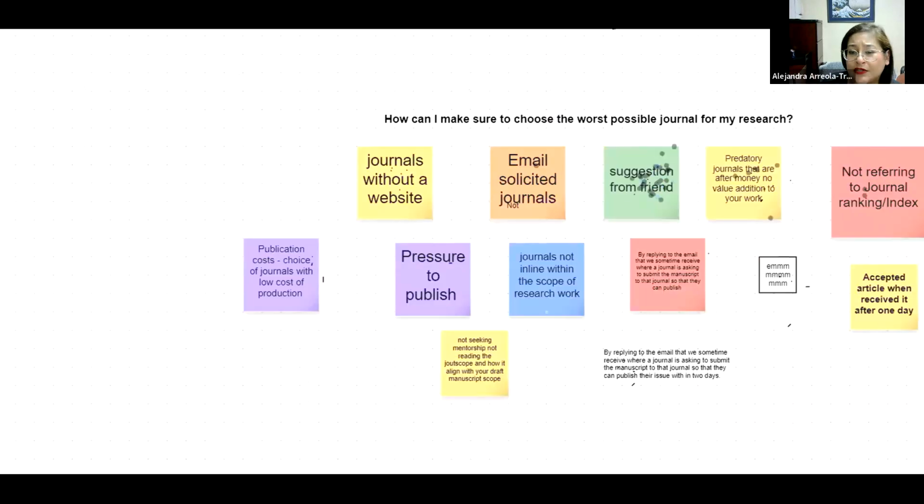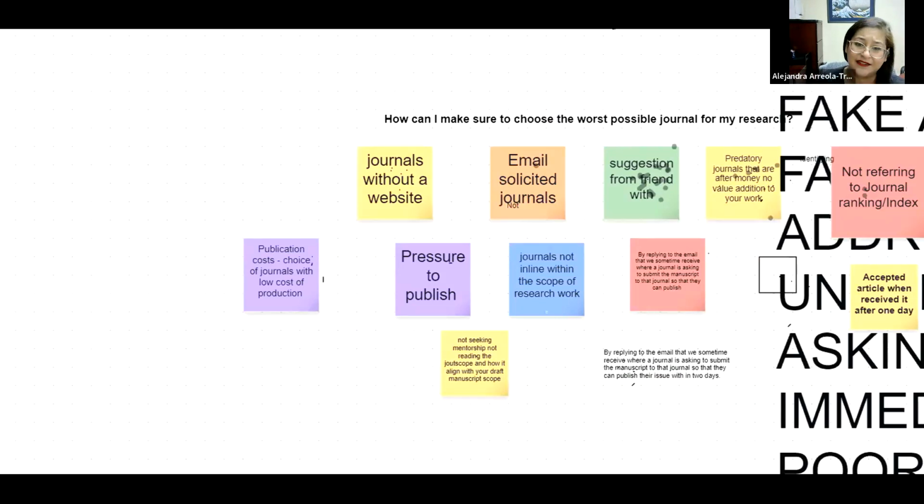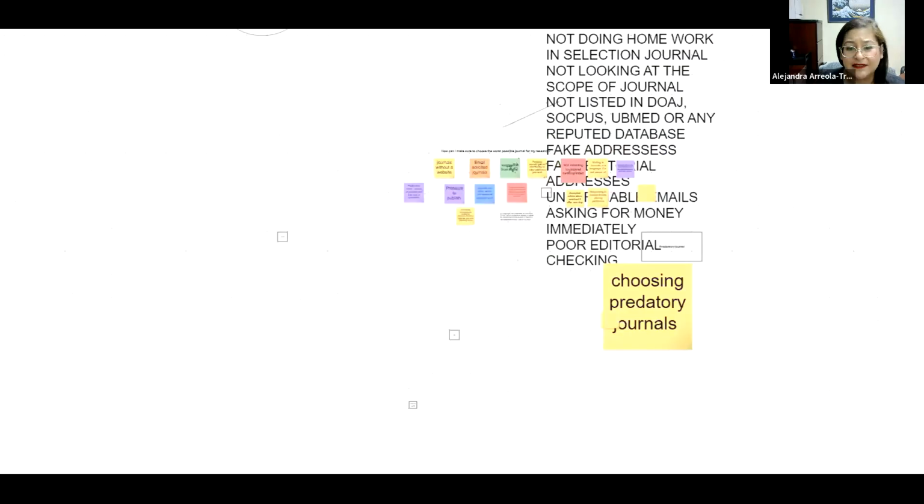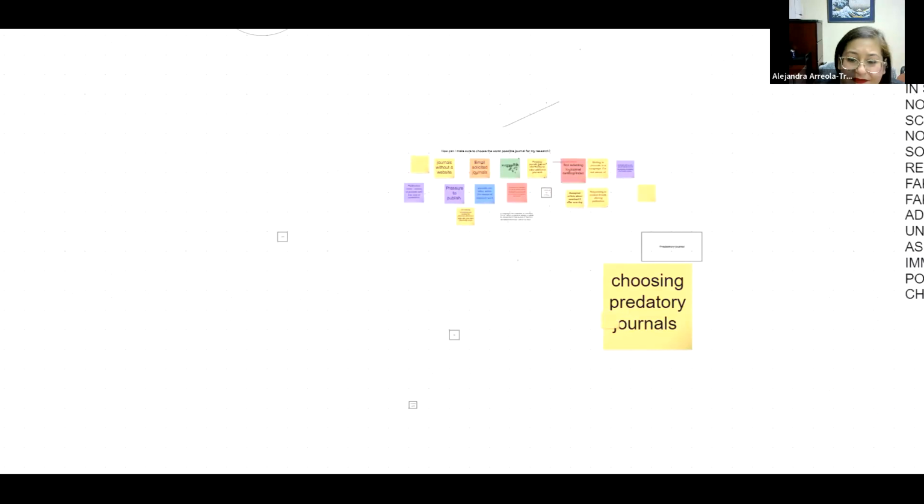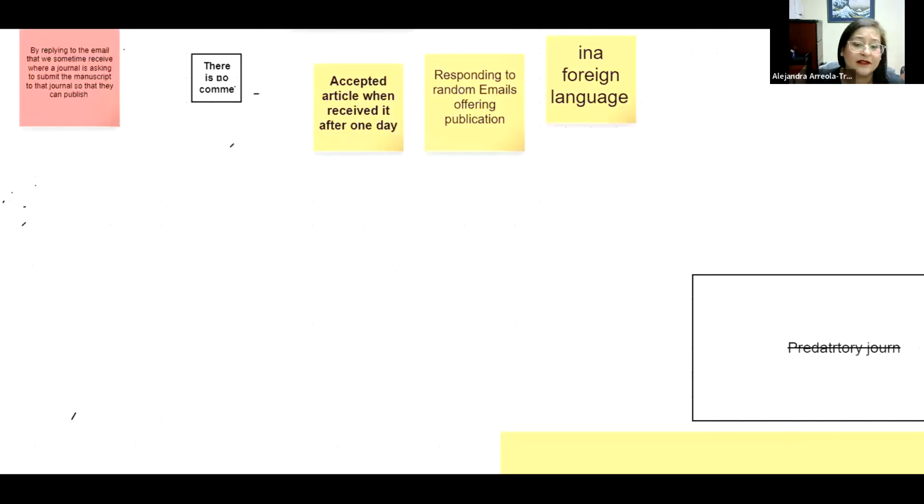Journals with a very quick turnaround, that's usually a warning sign, very good. Responding to pressure to publish, choosing predatory journals. We're seeing a lot of very good answers here. By replying to some email, not referring to the ranking index, writing in a journal in a language I am not aware of. I guess that's always a good idea to check the language.